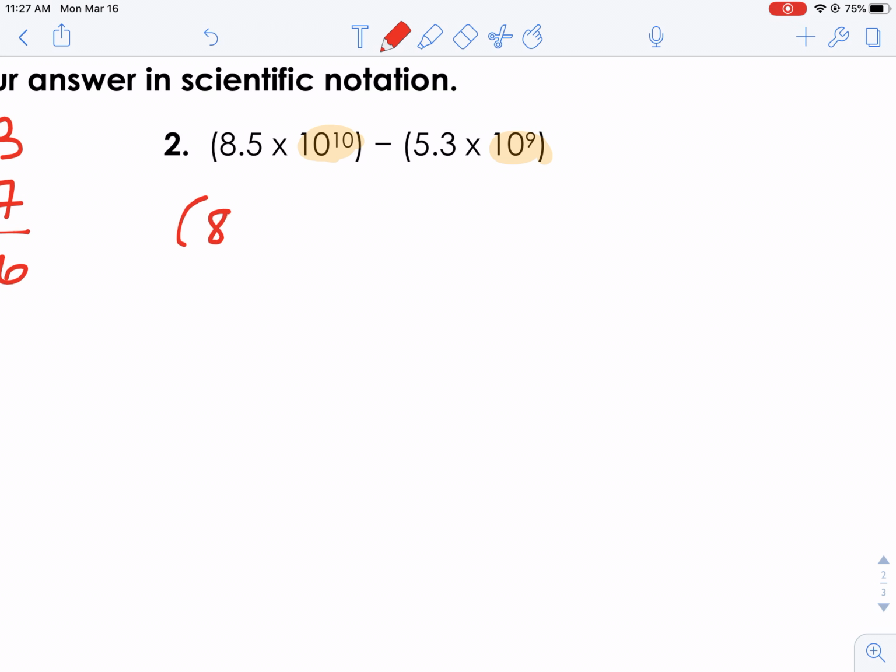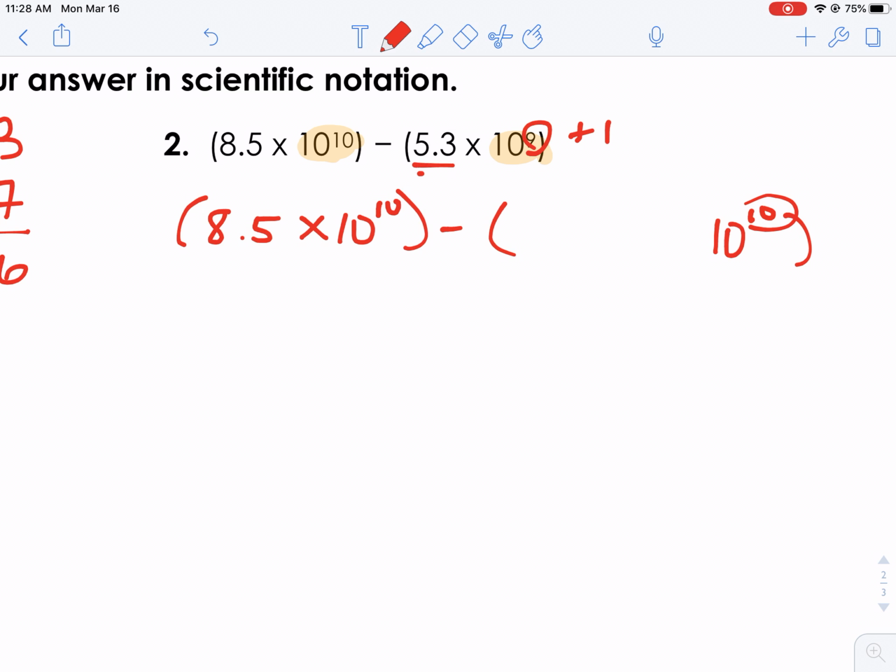So again, I'm going to keep the first one the same and change the second one, but it does not matter. Okay, so if I'm changing 10 to the 9th to become 10 to the 10th, that means I'm getting bigger by 1 or adding 1. So my number needs to get smaller by 1 spot, so it'll become 0.53. Okay, now I have 10 to the 10th and 10 to the 10th, so that exponent, that power of 10 will stay the same, and then I just need to do the subtraction.